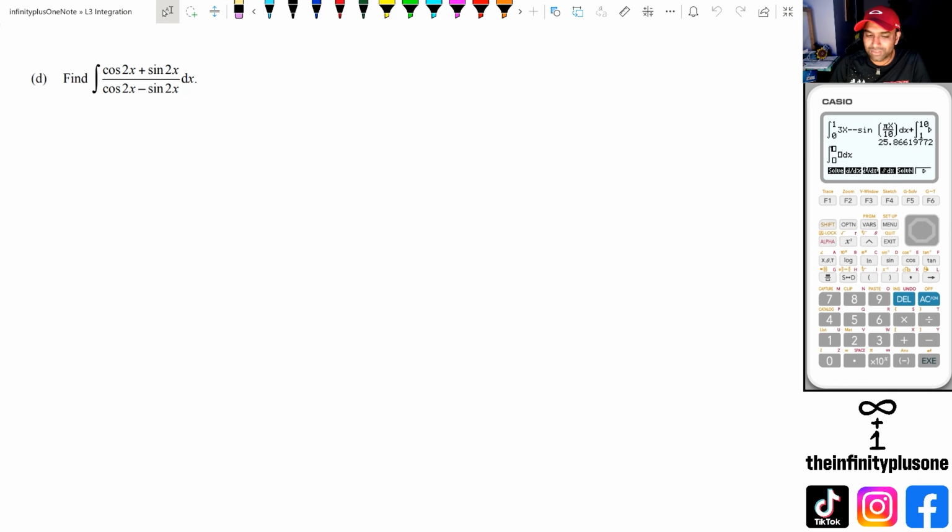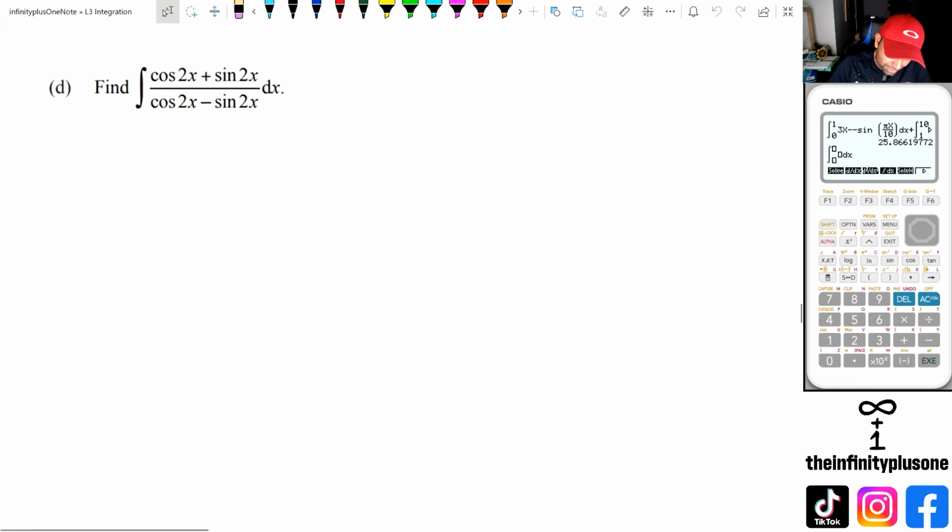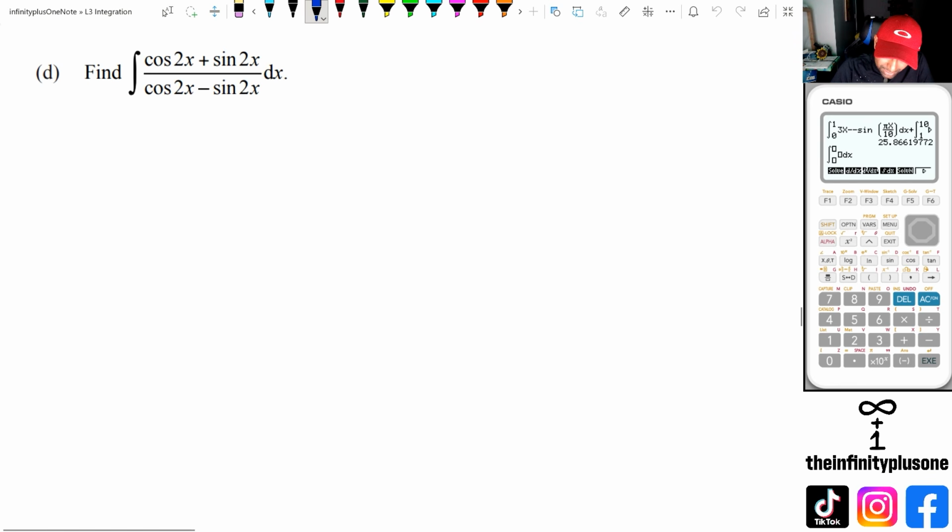And I always say this, if you're stuck with something, go substitution. Substitution always tends to kind of work out magically. So what I'm going to do is use the denominator. I want to get rid of the denominator. So I'm going to put down u is equal to cos 2x minus sine 2x.